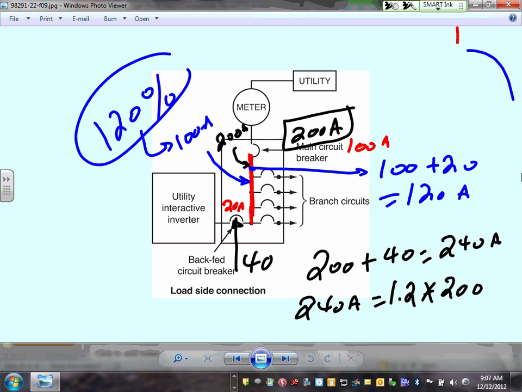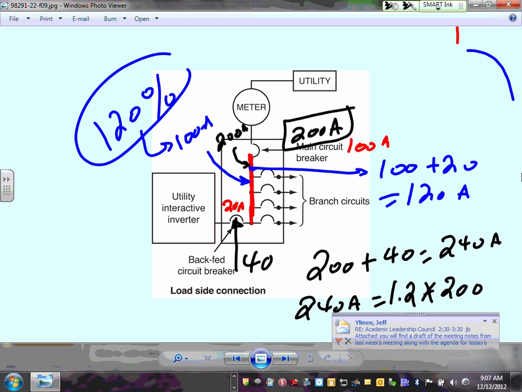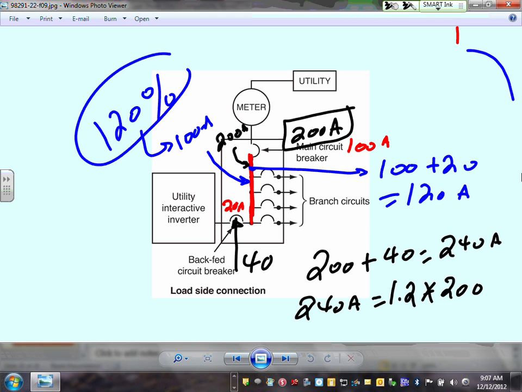Typically in residential, they do it this way. If you have a 100 amp panel, you tie a 20 amp circuit breaker, double pole 240, and you tie all your grid. If you have a 200 amp panel, they use a 40 amp circuit breaker. You put it right there at the bottom of the panel. Anybody know why they put it at the bottom of the panel?